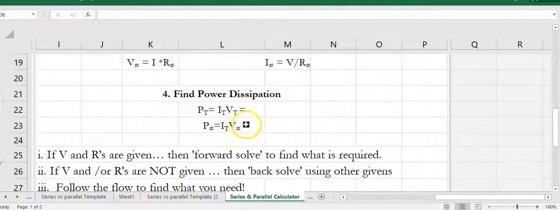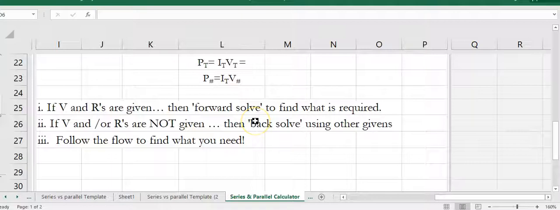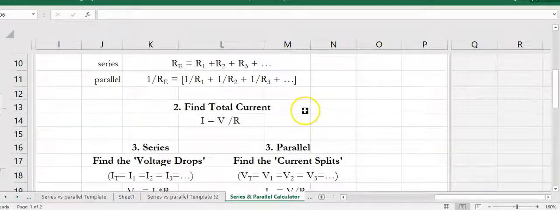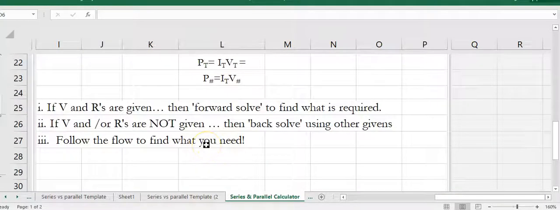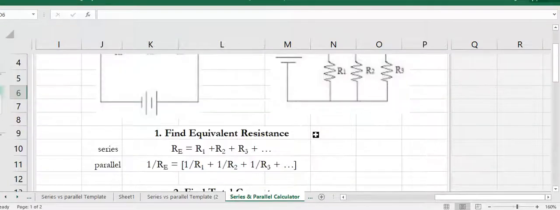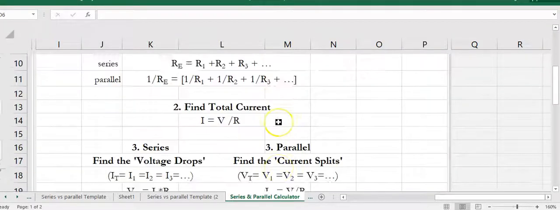Power is current times voltage. If the V's and the R's are given, we then forward solve. We go from steps 1, then 2, then 3, then 4. But if the V's or the R's are not given, we have to back solve using the other givens. You just follow the flow of this pattern to solve for what you need.